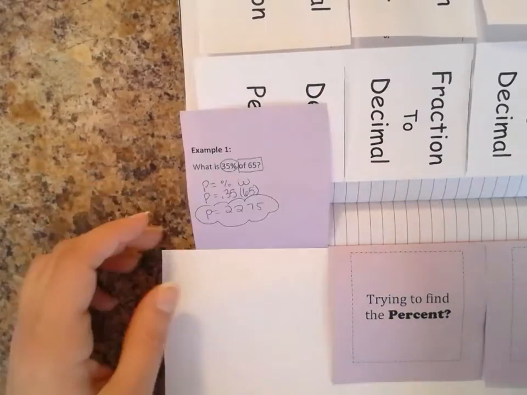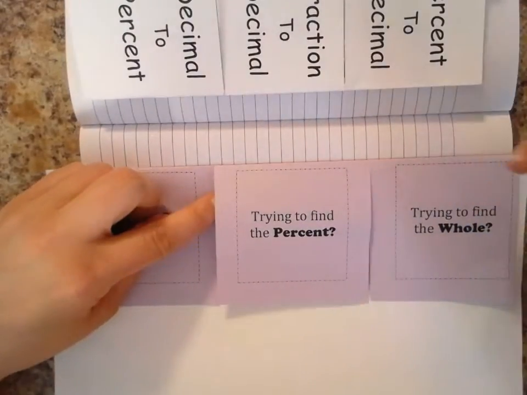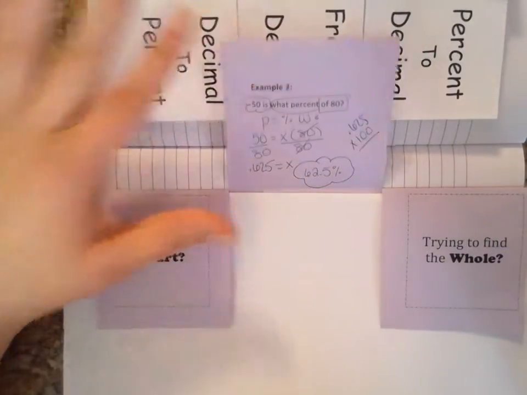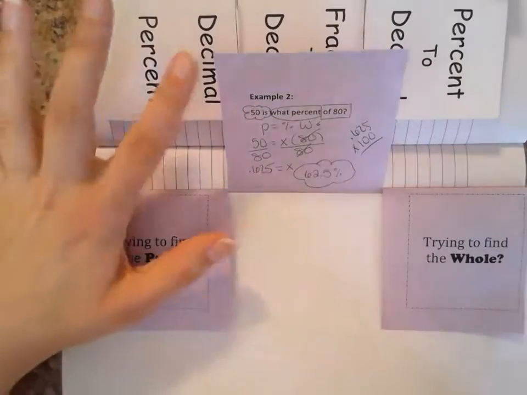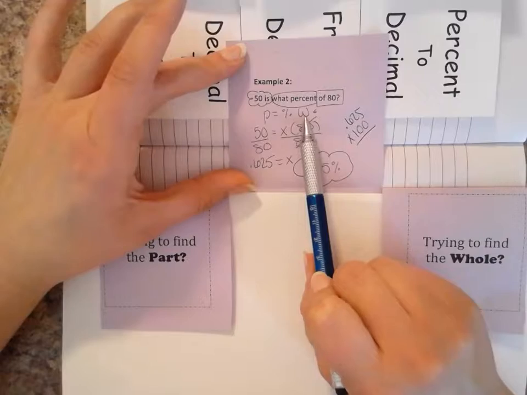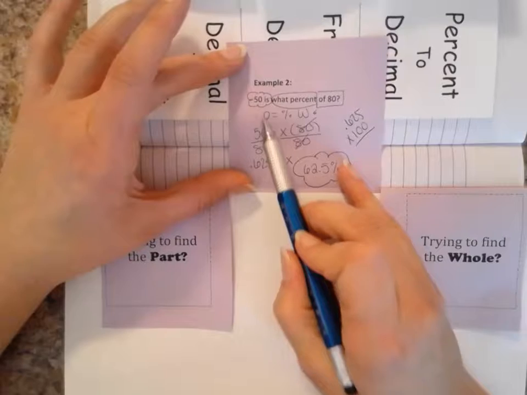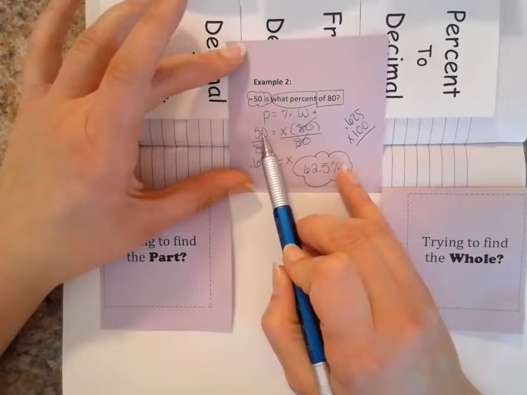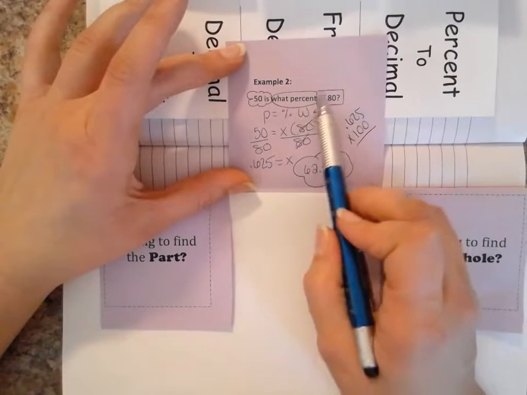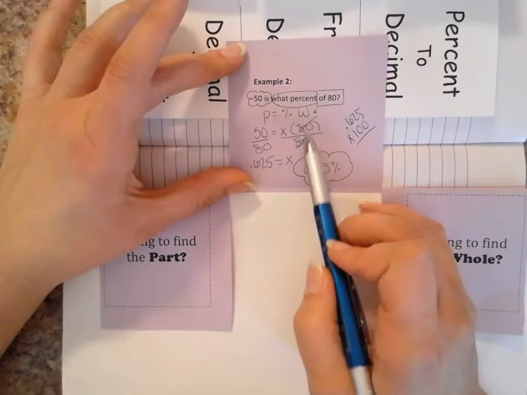Okay? So then what I want you to do is open up to trying to find the percent. This is very, very similar, a little bit extra, but it's totally manageable. So once again, part equals percent times whole. 50 represents the part, so I dropped down the 50 right below the part. What percent? That is our unknown, so that's our X. Of, which represents the whole, of 80, is written right below the W.